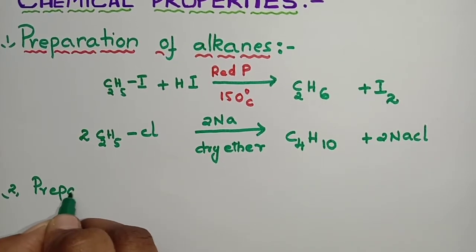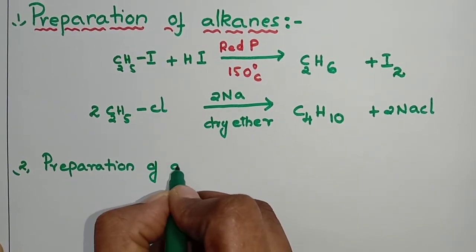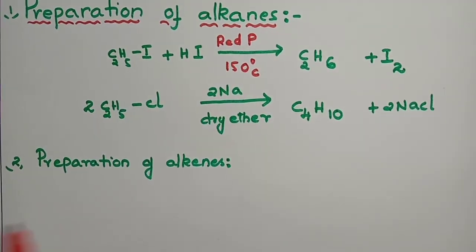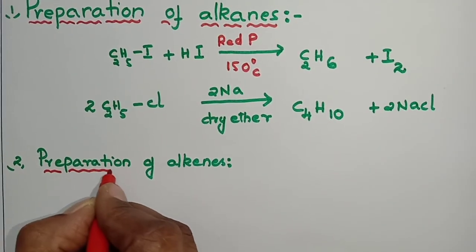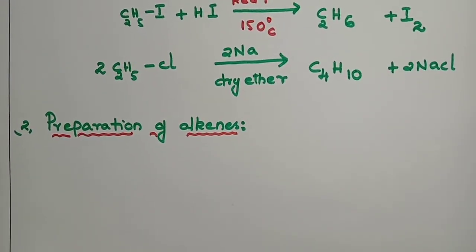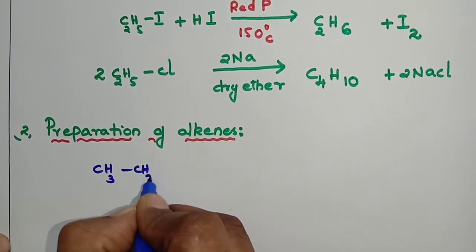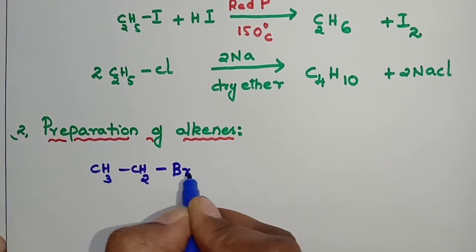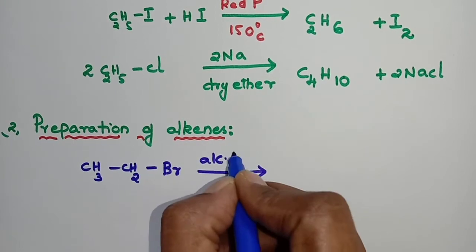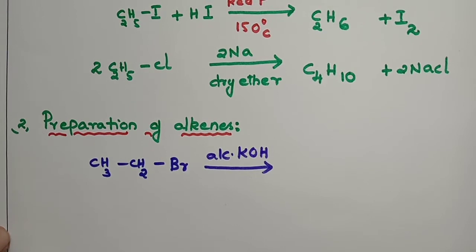Put the side heading: preparation of alkenes. Alkenes means which contain double bond. Preparation of alkenes. Now taking CH3, CH2Br. What is this? Ethyl bromide in the presence of alcoholic KOH. That means potassium hydroxide in alcohol.